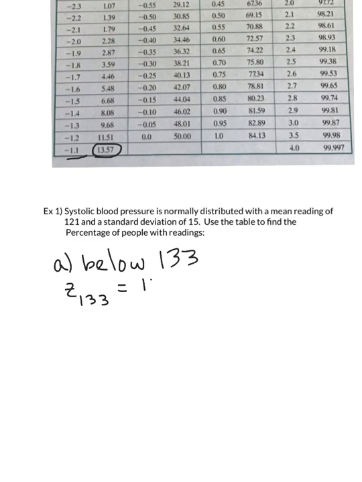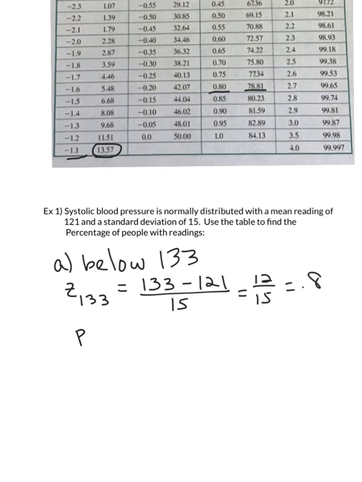You take the given number, 133, minus the mean or median, which in this case was 121, and divide that by the standard deviation, which is 15. This gives us 12 over 15, which equals 0.8. Now we know the z-score, or how many standard deviations this number is, in this case, above the mean. We can still see our table, so looking up here at 0.8, here is a z-score of 0.8, and the percentile that goes with it is 78.81.